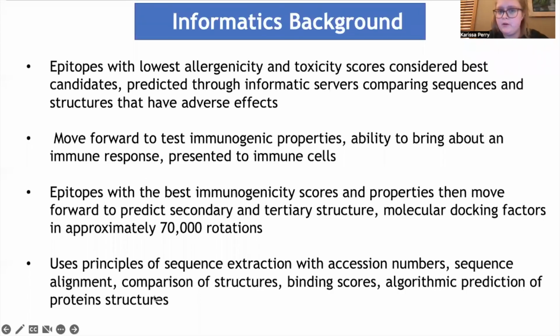So the epitopes with the lowest allergenicity are considered the best candidates. And these are predicted through informatics servers comparing sequences and structures that have adverse effects. And the ones that have the least toxicity and allergenicity then move forward to test immunogenic properties and the ability to bring out an immune response. Epitopes with the best immunogenic scores and properties then move forward to predict their secondary and tertiary structures and move forward to the molecular docking.